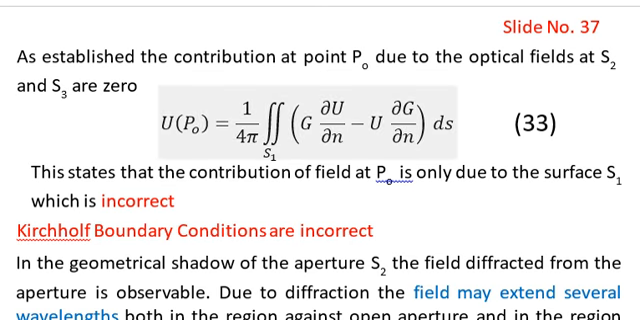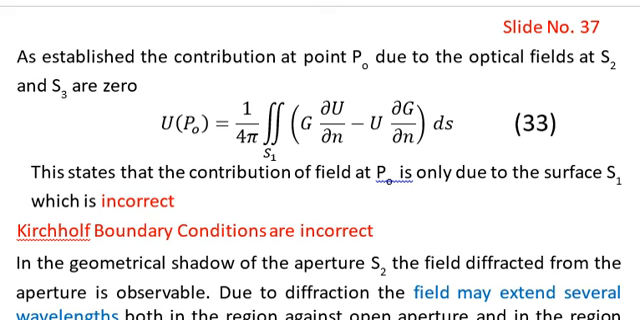So as established, the contribution at P0 due to the optical field at S2 and S3 is 0, and we are now left with u of P0 to be calculated from the integral equal to 1 over 4 pi. The surface integral is only on the surface S1 now. It is the same integral, that is, g into the partial derivative of u with respect to n minus u into the partial derivative of g with respect to n, and the whole bracket is multiplied with the surface element ds. So this makes equation 33. This states that the contribution at the point P0 is only due to the surface S1, which is of course incorrect, because the physical conditions are different from that.